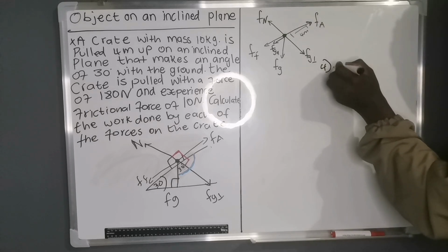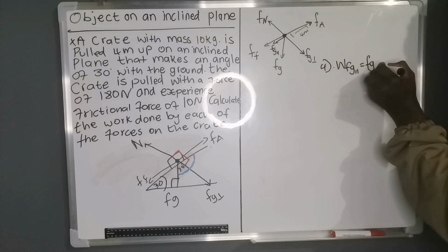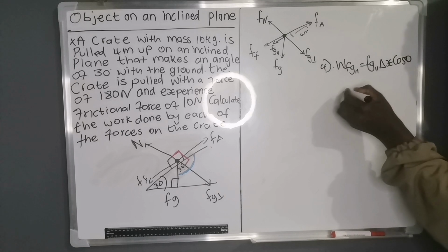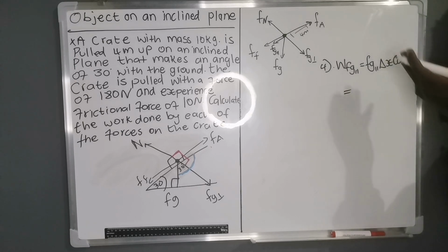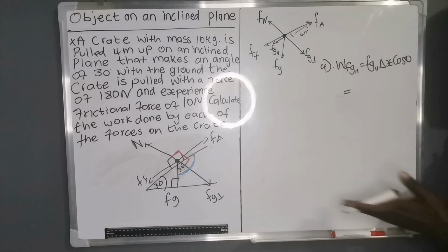Number 4, FG parallel is W = F Δx cos θ. Remember, FG parallel is a component. It's the force that operates parallel to the surface.